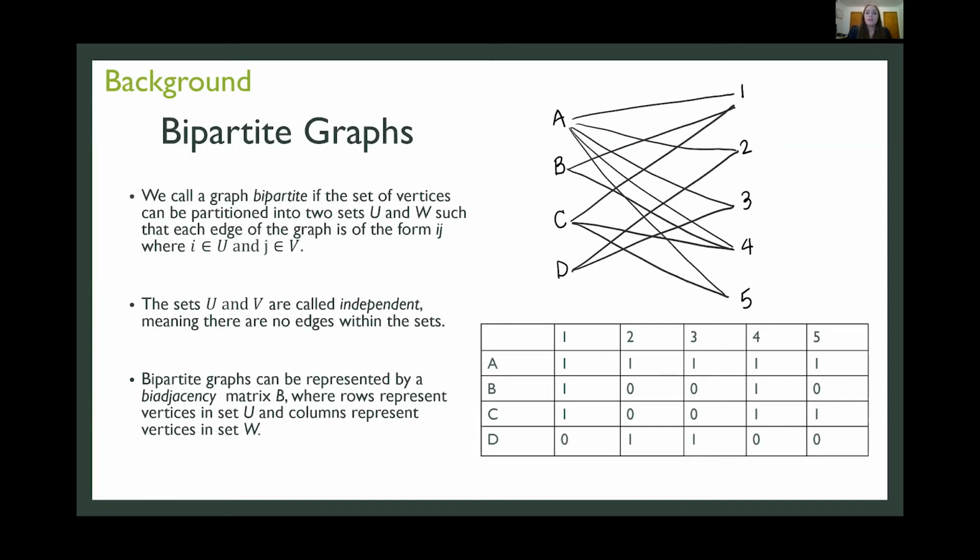So in this graph to the right, you'll notice that there are no edges between the vertices that are letters, and no edges between the vertices that are numbers. Similarly, we can also represent these with an adjacency matrix, but we call this now a bi-adjacency matrix. The rows here will represent vertices from our first set, and the columns will represent vertices from our second set. And then we place the weight of the edge in the corresponding row and column. So A has an edge to 1, so there is a 1 in the A1 entry.